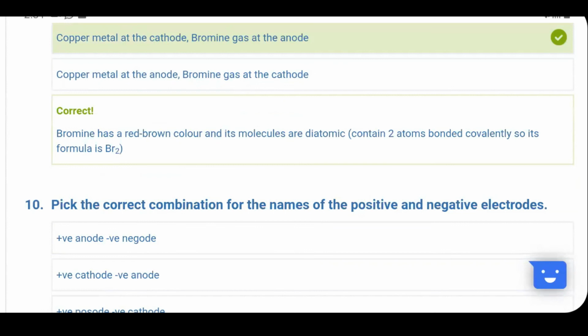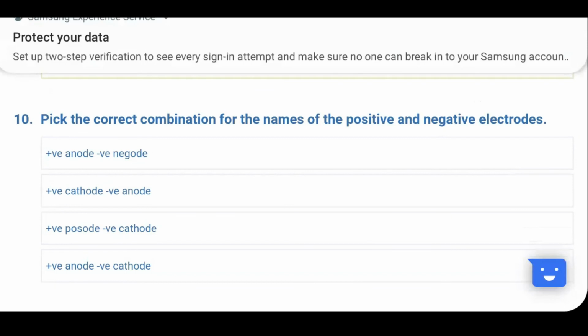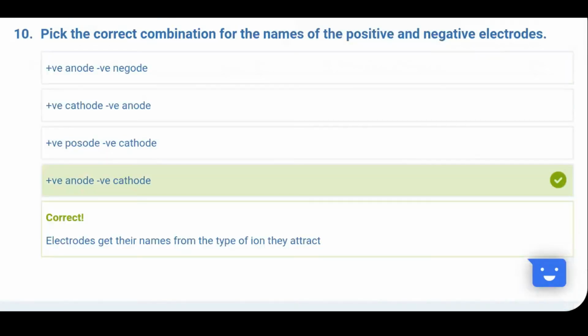And the last one, number 10. Number 10 quickly. What's the correct combination for the names of the positive and negative electrodes? B. No, sir. D. D as in dog. So the anode, that's good, yes. Very good. Very good, you all did well.